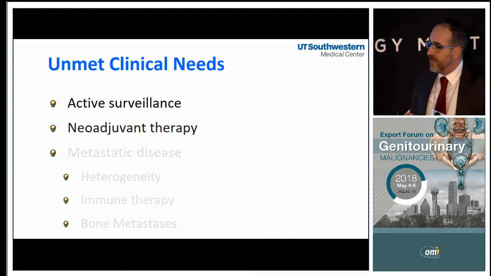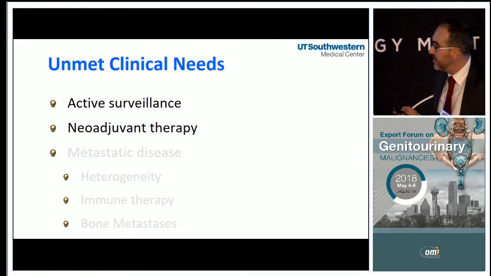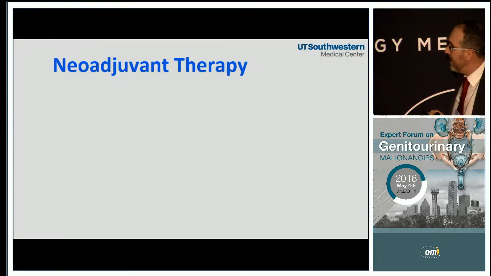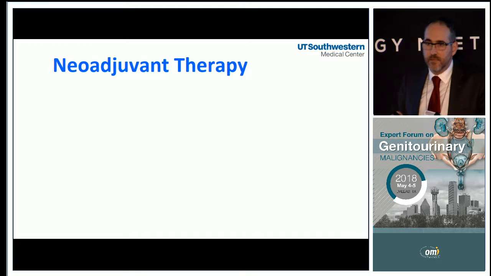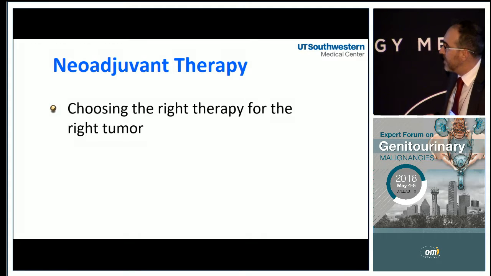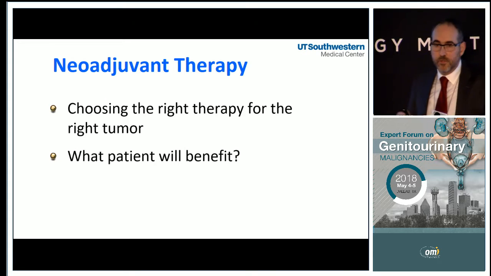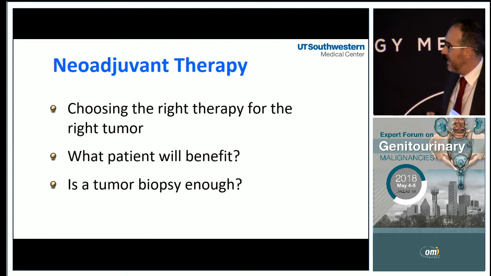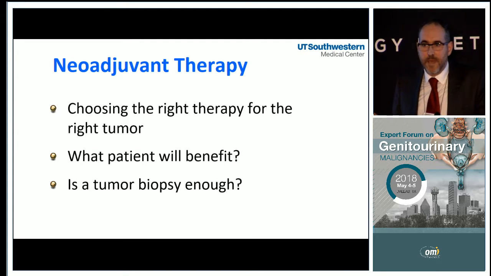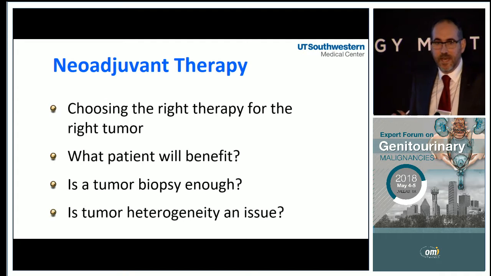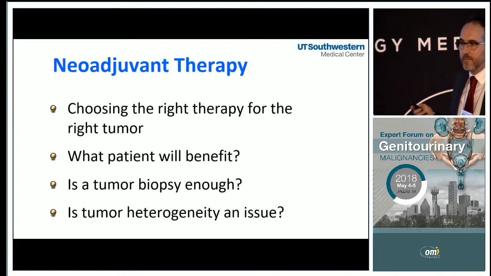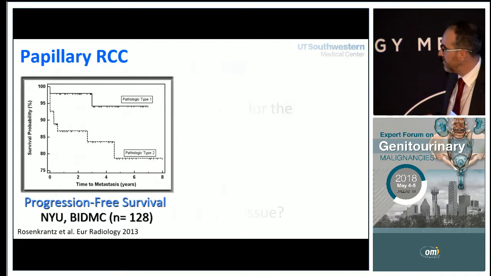Now, moving along, neoadjuvant therapy. As you know, there are not currently good options for neoadjuvant therapy in kidney cancer. And one can ask, what's the reason for that? And probably because we don't know how to choose the right therapy for the right tumor. We don't know how to identify the patient who is going to benefit from the neoadjuvant therapy. I will ask the question, is a tumor biopsy enough to make that determination? And is heterogeneity a big problem in this scenario?